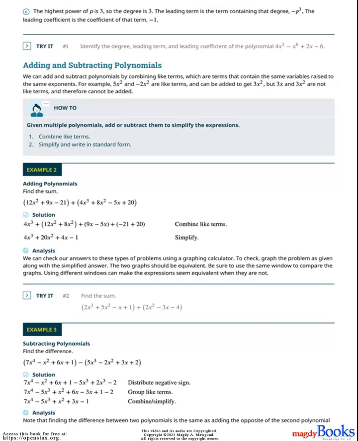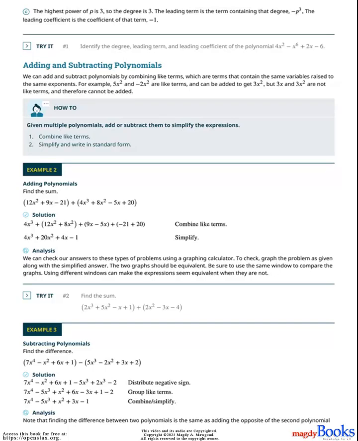How to: Given multiple polynomials, add or subtract them to simplify the expressions. 1. Combine like terms. 2. Simplify and write in standard form. Example 2. Adding polynomials. Find the sum. (12x squared plus 9x minus 21) plus (4x cubed plus 8x squared minus 5x plus 20). Solution.